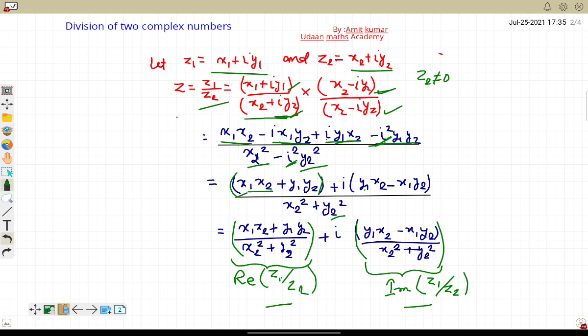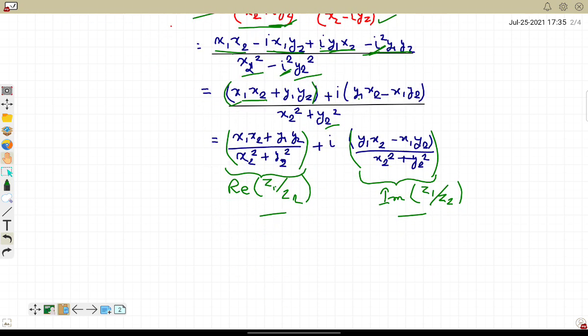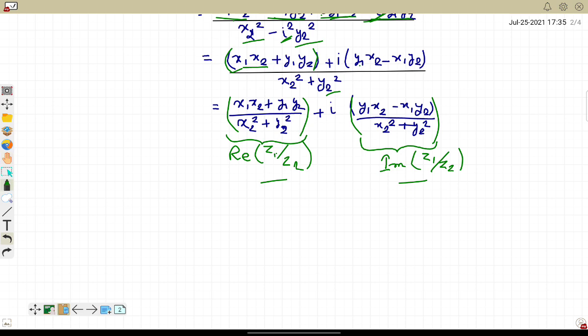So try to solve one question, after that everything will be clear. The question is given: find z equal to z1 upon z2, where z1 and z2 are two given complex numbers such that z1 is equal to 1 plus 3 iota and z2 is given as 2 minus 4 iota.